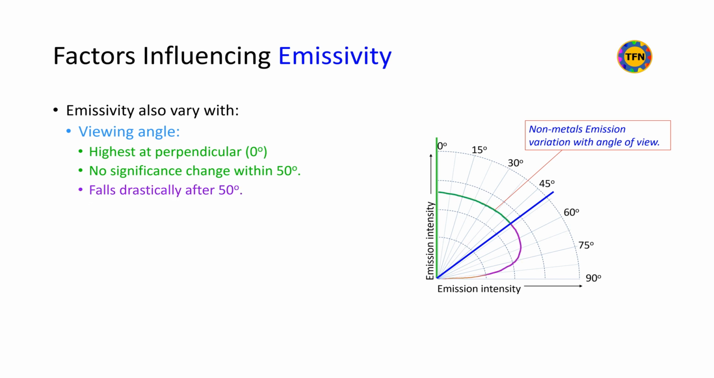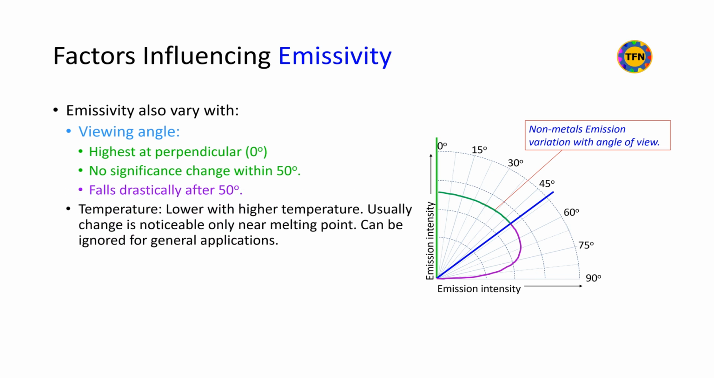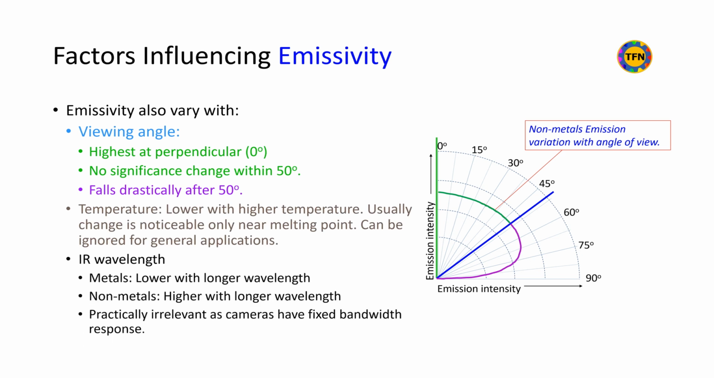Emissivity decreases with increasing viewing angle, drastically above 50 degrees. Therefore, viewing angle should be maintained below 50 degrees but not 0 degree, which is perpendicular in our case, to avoid reflection. Influence of object temperature and camera system wavelength on emissivity is insignificant for general-purpose applications.